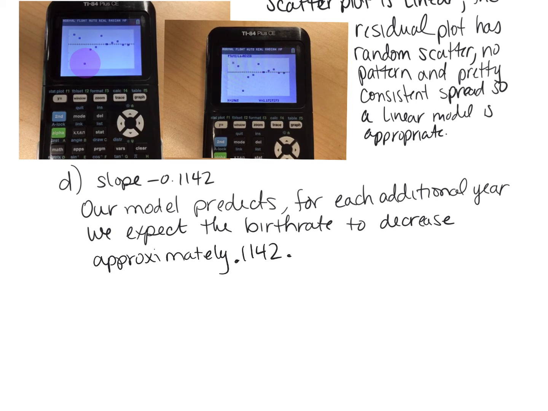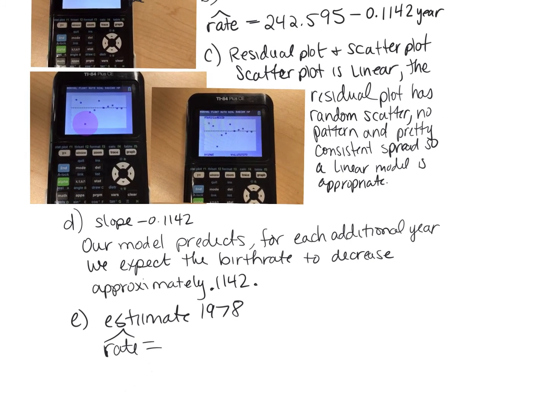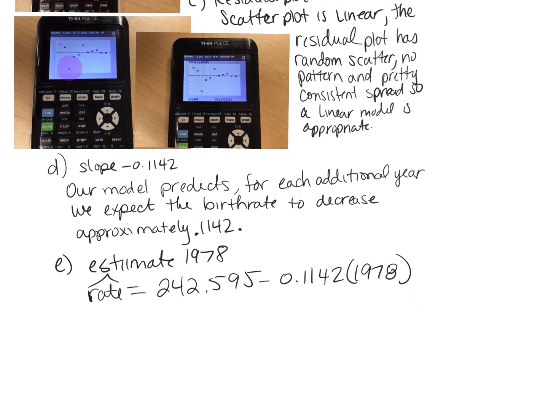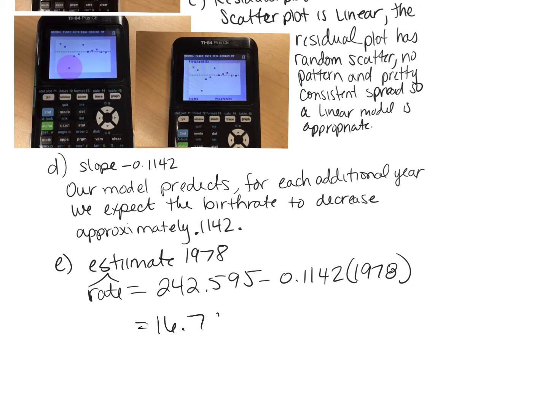It says the table gives the rates only at intervals. Estimate what the rate was in 1978. So for E, we're going to estimate 1978. And so we're going to plug 1978 into our equation. Rate hat. Now, if your equation is years since 1900, you're going to put in only 78. 242.595 minus 0.1142 times 1978. All right, we plug that in the calculator, we get 16.71.